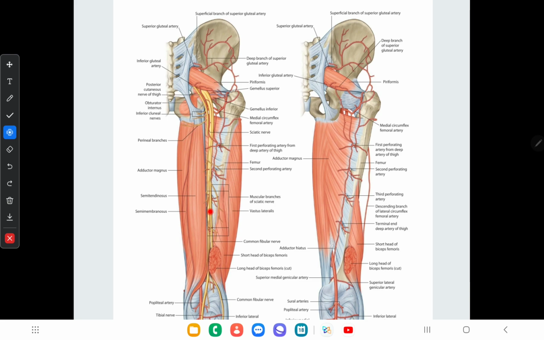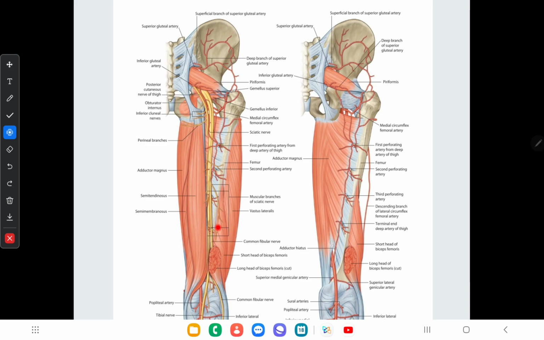The tibial and common peroneal components are separated at the lower one third of the thigh. At this level, like so, you can see here is the common peroneal or common fibular nerve here. So this is the tibial nerve here, and the main two terminal branches are the tibial nerve and the common peroneal nerve. The sciatic nerve separates into tibial component and common fibular component usually at the lower one third of the thigh.